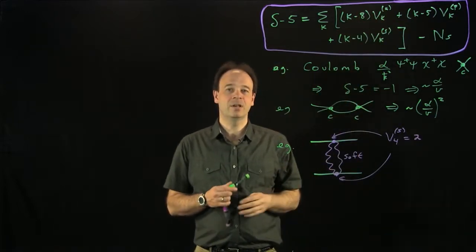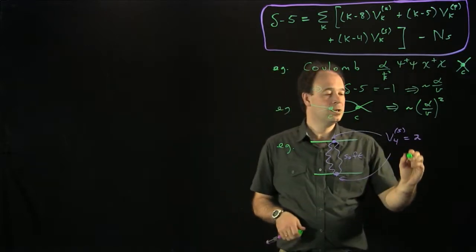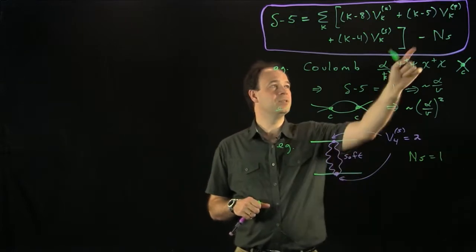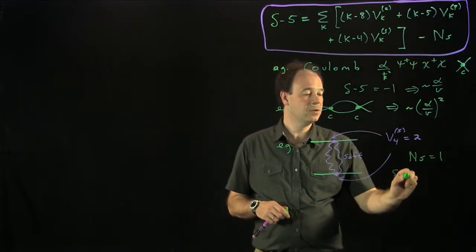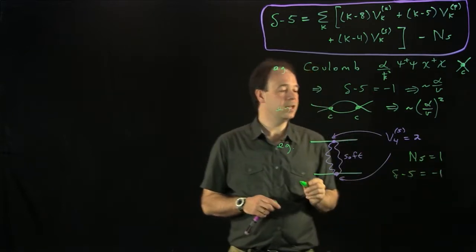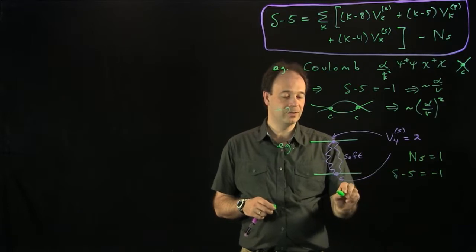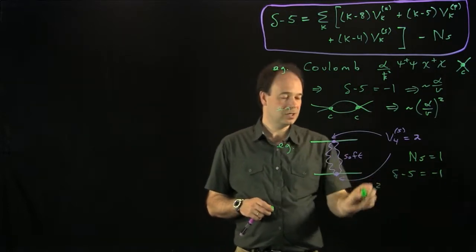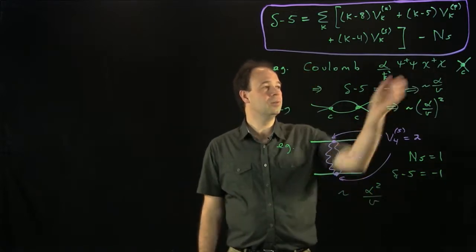The place that we're getting a contribution is from this NS, because in this particular diagram, NS is equal to 1. And therefore, the overall diagram is just scaling like a negative power of V. So we have delta minus 5 is minus 1 from that NS. And that means that if I count the alphas, the overall scaling of this graph, well, there's 2 alphas from these vertices, so it's alpha squared over V. And that's why it's a correction to our Coulomb potential.